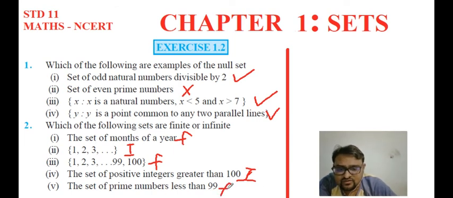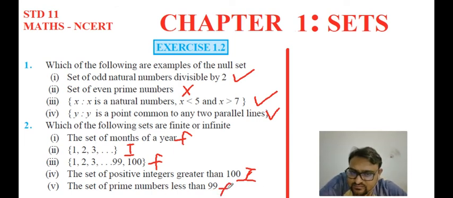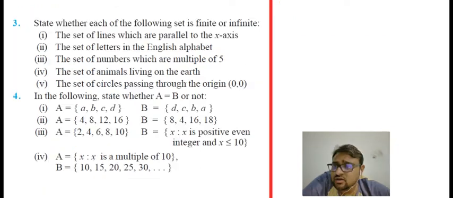So it's a finite set. Clear? So this was about question 1 and question 2. Now let's move to question number 3. Question number 3 is: state whether each of the following sets is finite or infinite. This question is similar to question number 2.